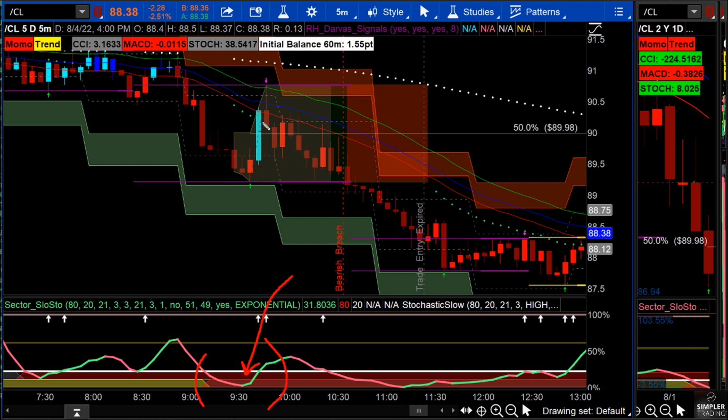And how many opportunities do we have? 1, 2, 3, 4, 5, 6 opportunities before about 10:15 to get short. 6 different 5-minute candles in a red over red environment bouncing up against the wave.